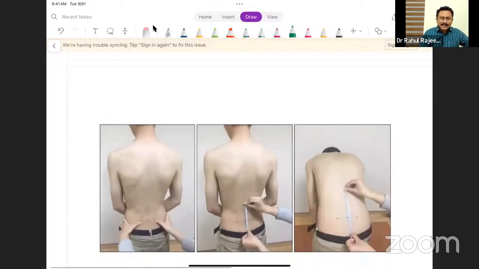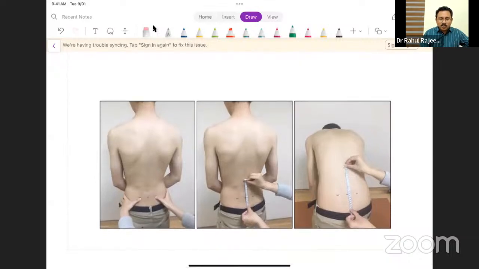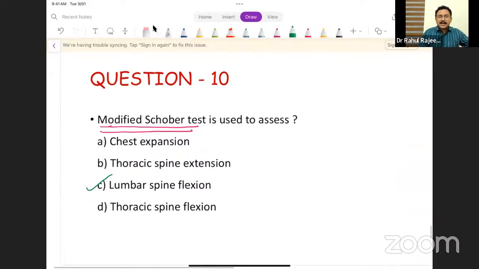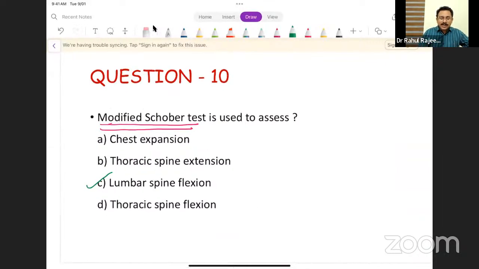You very well know this test, wherein you first mark out the two posterior superior iliac spines, and then you mark out a point parallel and 10 centimeters above it. Then you ask the patient to flex forward, and for a person with normal lumbar flexion, you should have an increase in the length, whereas in relatively advanced ankylosing spondylitis there is some spinal fusion and limitation of spinal mobility, because of which you will not have a significant increase in length on flexion. So the answer is option C here, lumbar spine flexion.